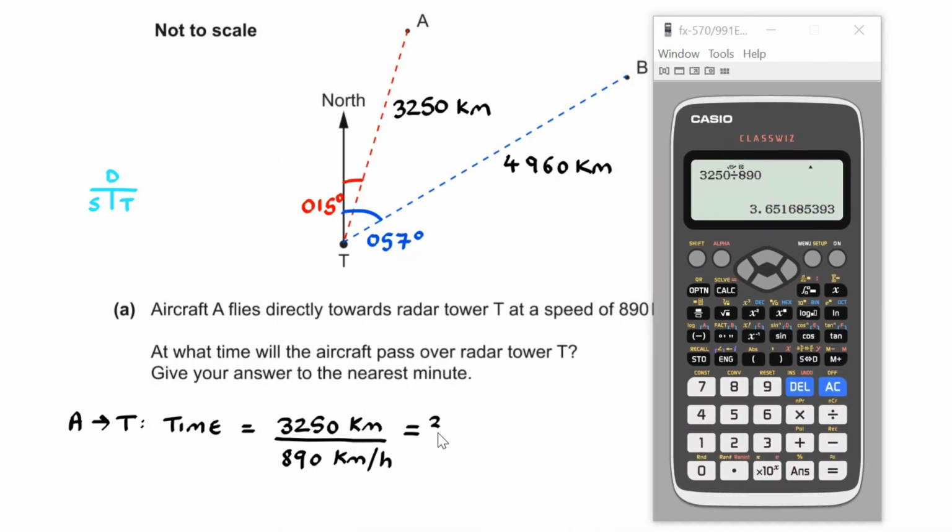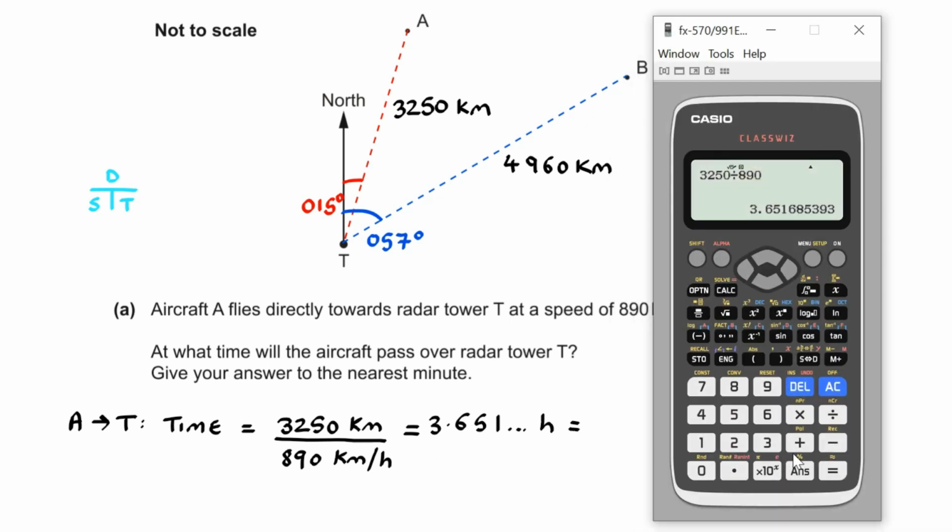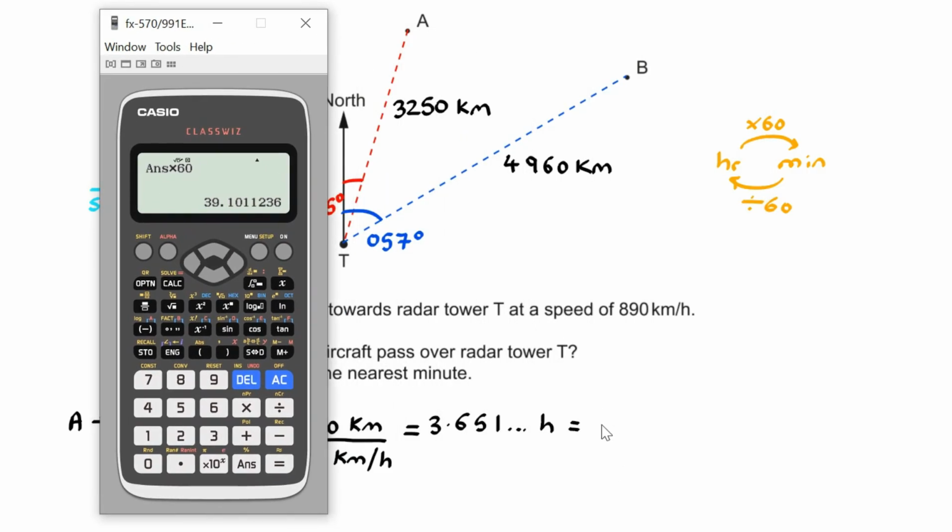we get 3.651, etc. hours. Now, to go from hours to minutes, we need to multiply by 60, and minutes to hours we'd have to divide by 60. So if we work out what the 0.651 etc. is in minutes, I times this by 60, and it turns out we get 3 hours and 39 minutes.